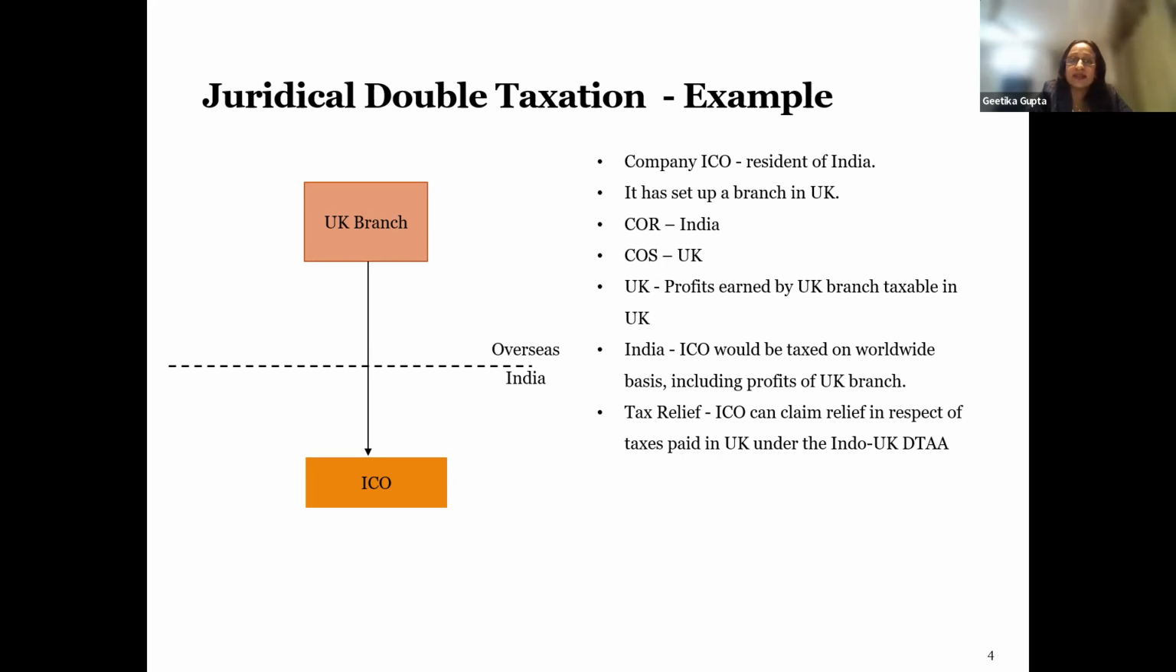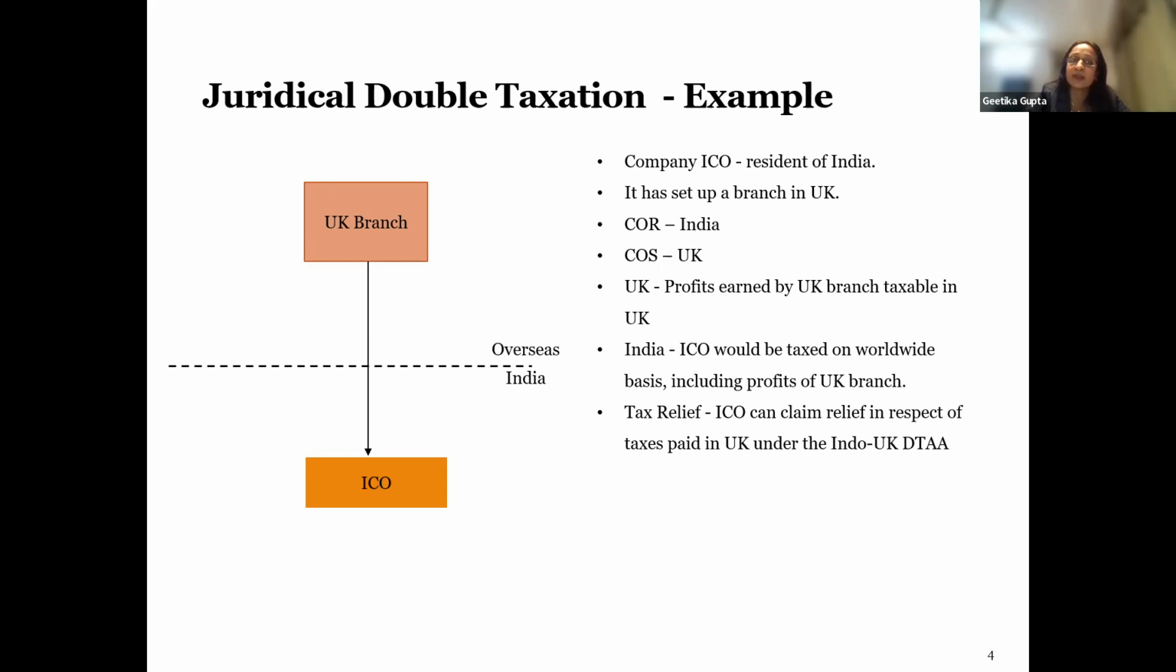So let's say there is an Indian company which is a resident of India. It has set up a branch in UK. So India is the country of residence and UK is the country of source. So UK will tax the profits earned by the UK branch because that's a source country. Now India, being a country of residence, will tax the entire income of the ICO on a worldwide basis, including the profits of UK branch.